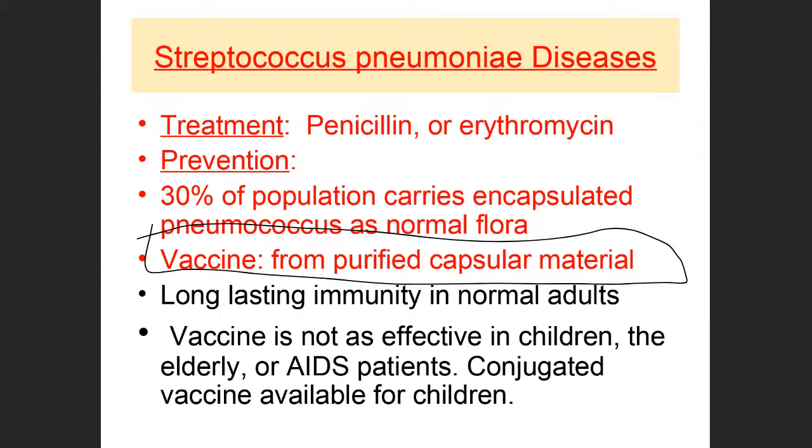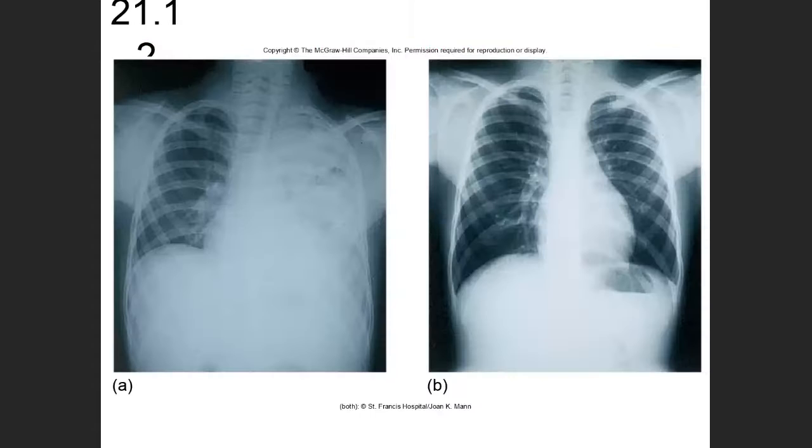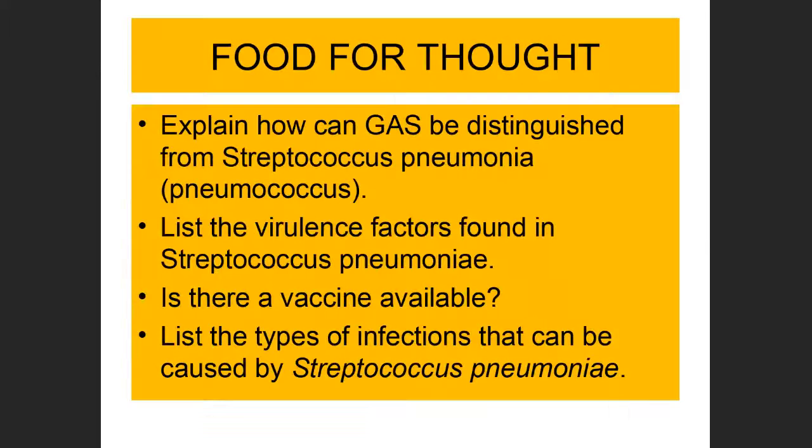And again, it's normal flora. So pretty much all of us have the non-encapsulated version of the organism. 30% of the population carries the encapsulated pathogenic version of the organism. And there's a normal versus fluid-filled pneumonia lung.